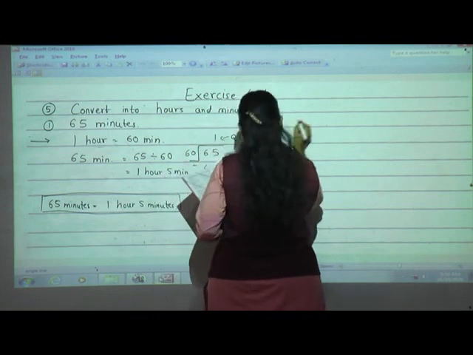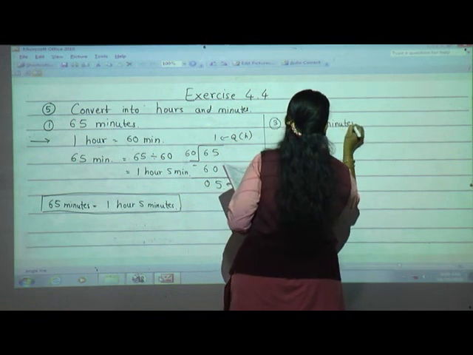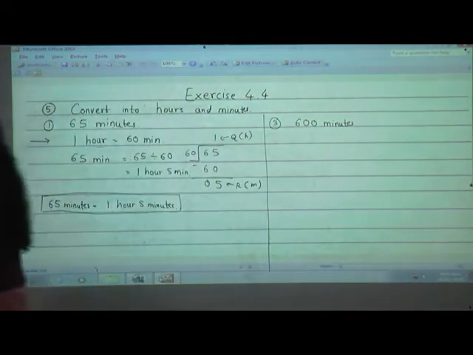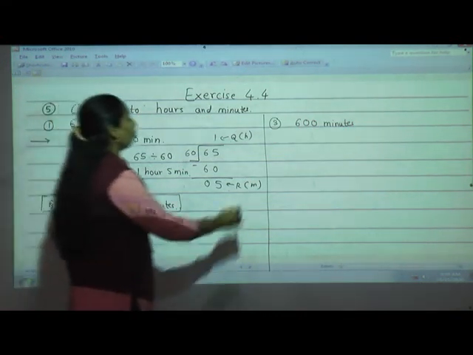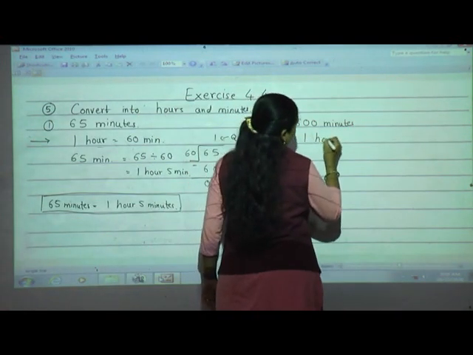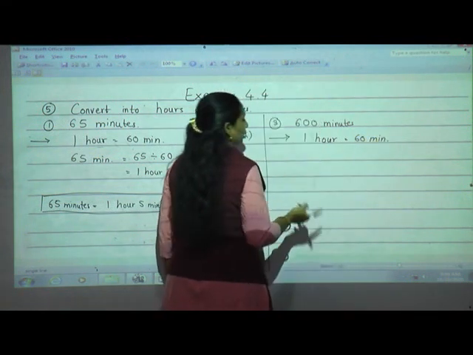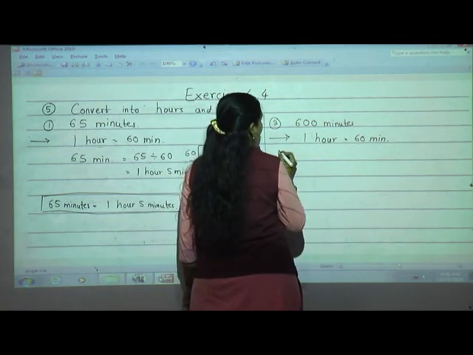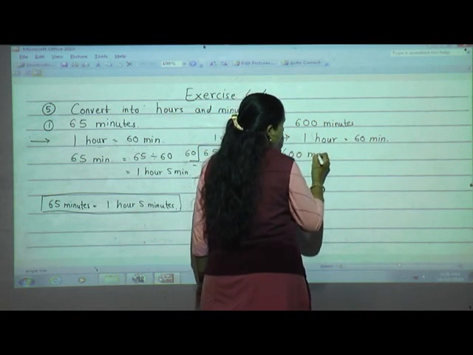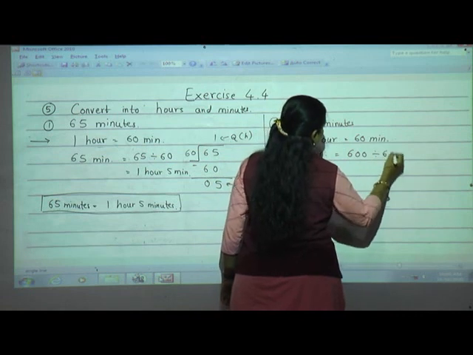See the third one, 600 minutes. Now we have to convert these minutes into hours. So first, you know that 1 hour is equal to 60 minutes. So when you want to convert minutes into hours, we have to divide by 60, isn't it? So 600 divided by 60.